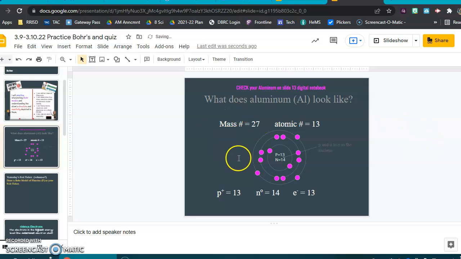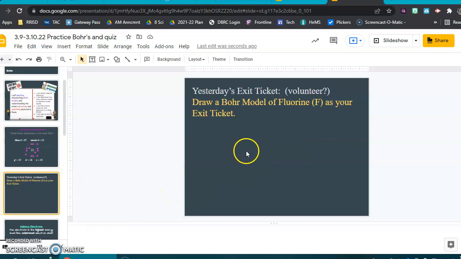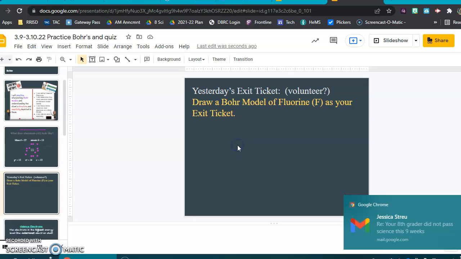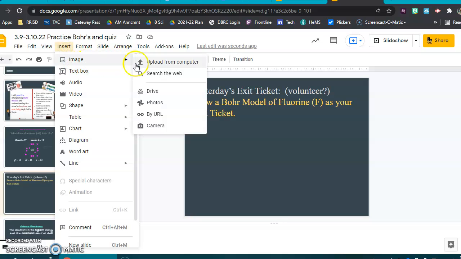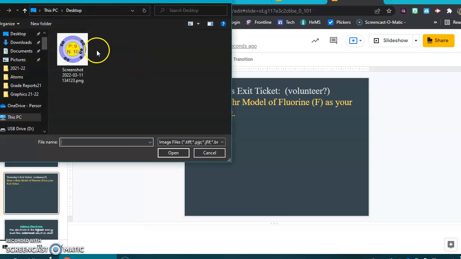So this is what we have here for aluminum. Now this is slide 13, so you may want to pause this and make sure you copy this all in. And yours looks like that. Now here it says draw a Bohr model. And so let's insert, I actually went and found a picture, upload from the computer. And there we go.